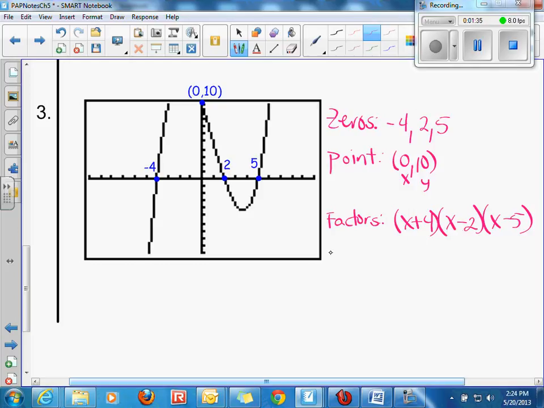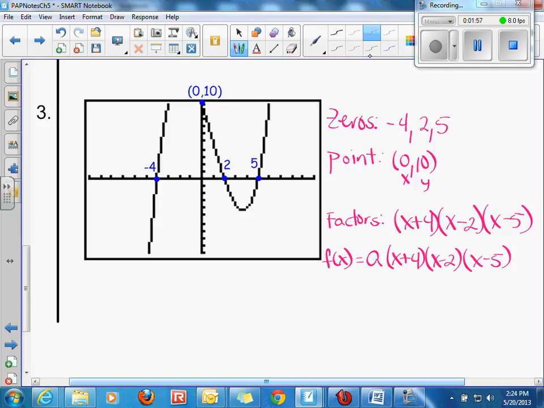Then take those factors and write them as an equation with some lead coefficient we don't know, a, because we don't know if there's a lead coefficient in this or not. So we only have one thing left to do, and that's to figure out what a is. We're going to use the point that they gave us to figure out what a is.